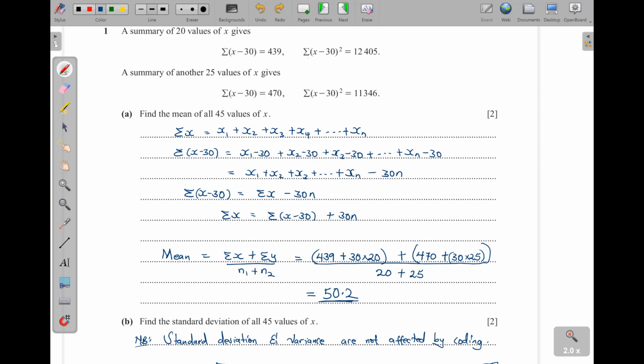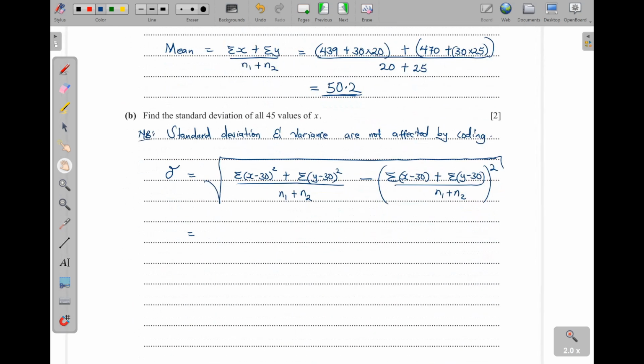So you see this value here, 12,405, and then 11,346. So those are the ones that we are going to use there. So I'll have the square root of 12405, then I will add 11346, then I will divide by 45, okay? 20 plus the 45, then subtract, then 439 plus 470, then also here divide by the 45, then we square.